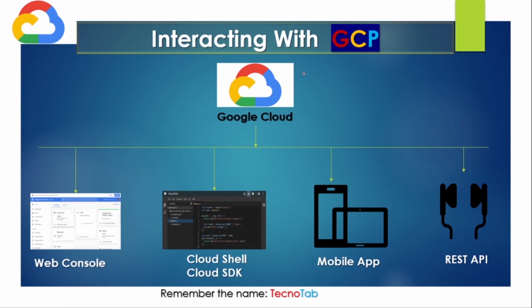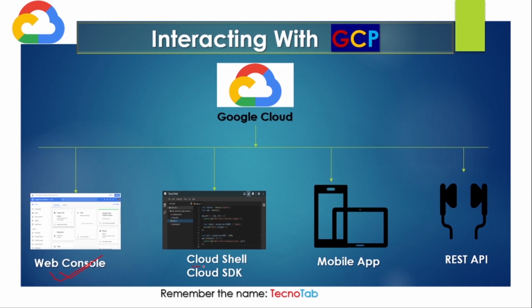So there are four ways how we can interact with the GCP. The first one is the web console, where you will get the web console when you log in for the first time, and you can go to every resource and you can perform all the actions that you want to perform. And as a beginner, you should be more familiar with the web console, where you will get to learn how the Google Cloud is structured and how it works.